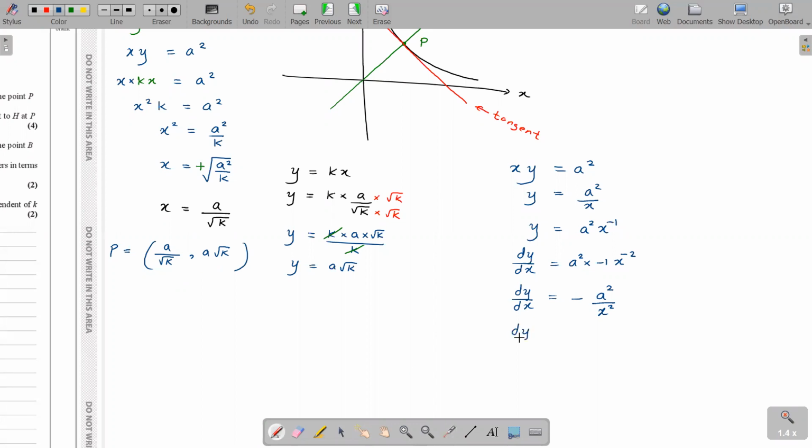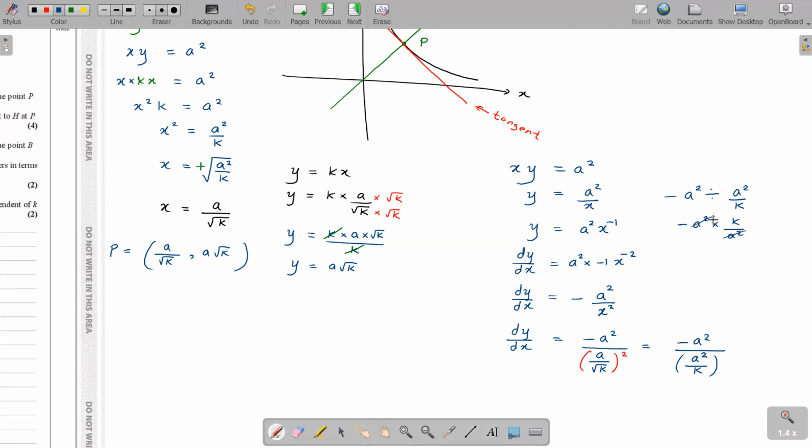so dy by dx equals minus a squared over x squared, where x is a over root k. We need to square it. Okay, so what happens when we square it? Minus a squared over, this becomes a squared. Root k, when you square it, becomes k. So minus a squared divided by a squared over k. I hope you know what it means. Minus a squared divided by a squared over k is something like this, right? Division to multiplication, you get k over a squared.